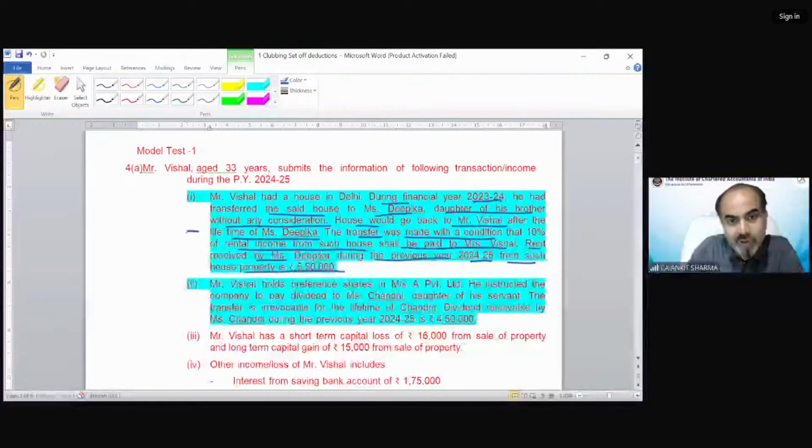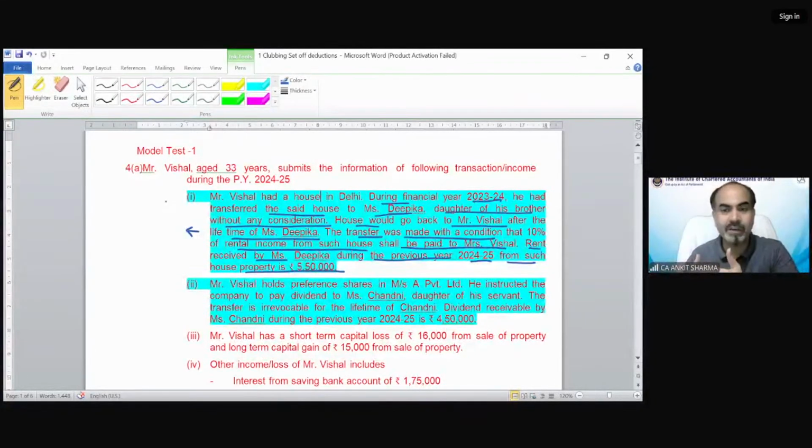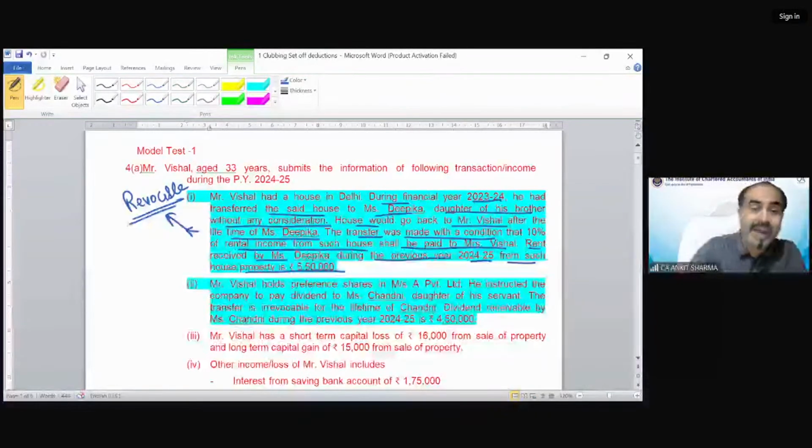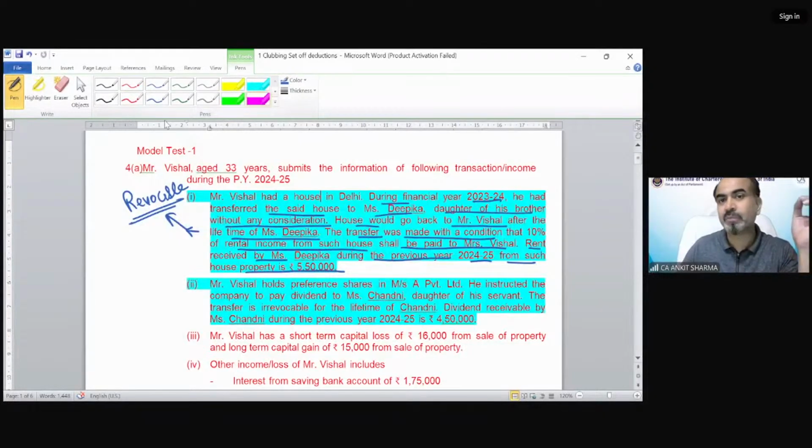So is it a revocable transfer or not? You can see the property has been transferred. If the transfer falls in the definition of irrevocable transfer, then this income is not going to be taxed in the hands of Vishal. But if that is a revocable transfer, then the income is going to be clubbed in the hands of Mr. Vishal, because it is a transfer which is not irrevocable. A transfer which is not irrevocable would not be regarded as technically a transfer. So according to the information given, is it a revocable transfer or not? Let me tell you the difference. If it is a revocable transfer, then the income of that property is going to be taxed in the hands of Mr. Vishal.